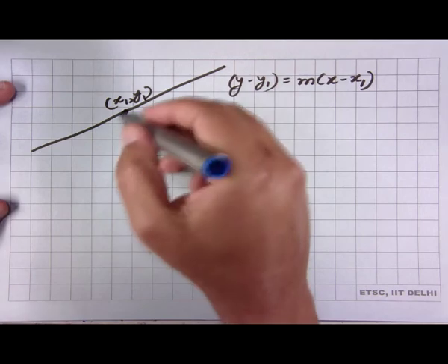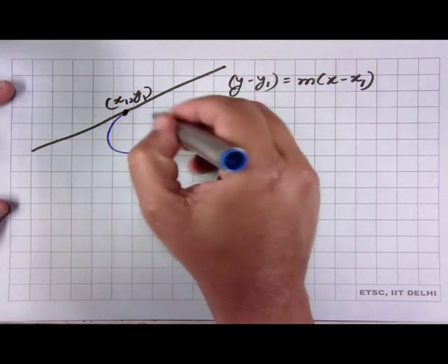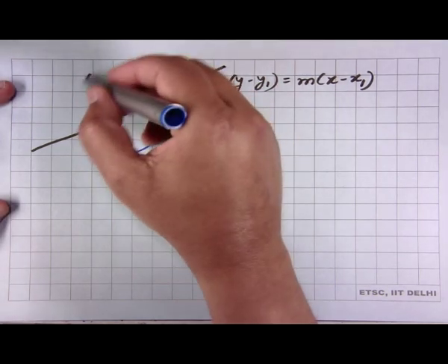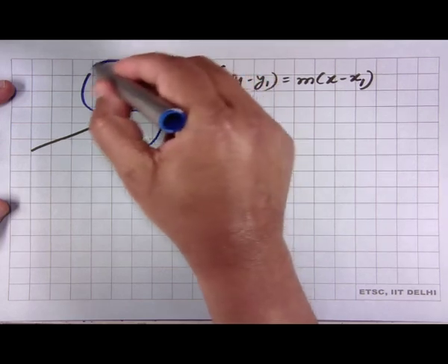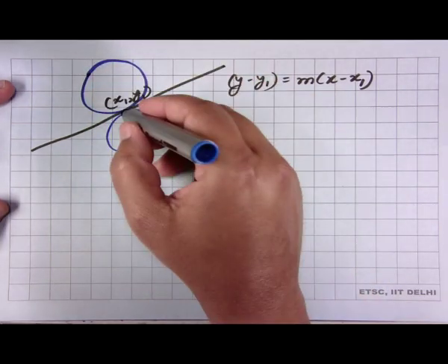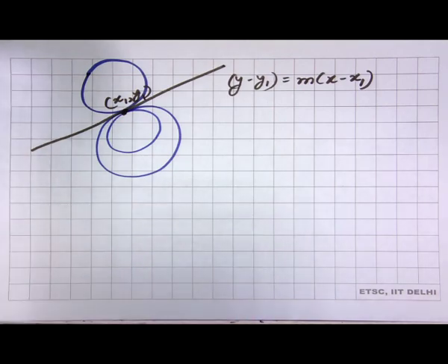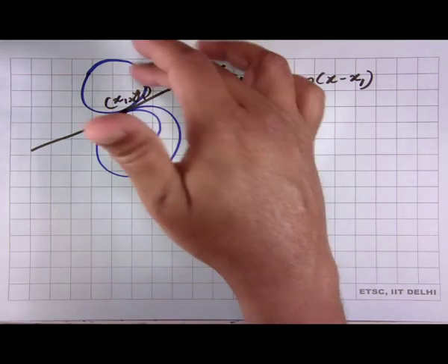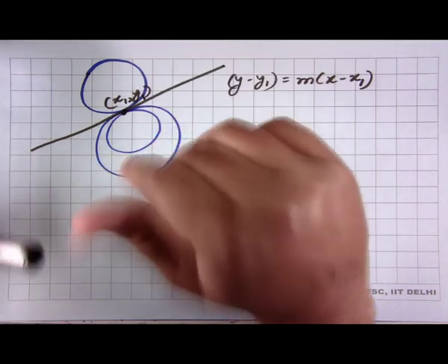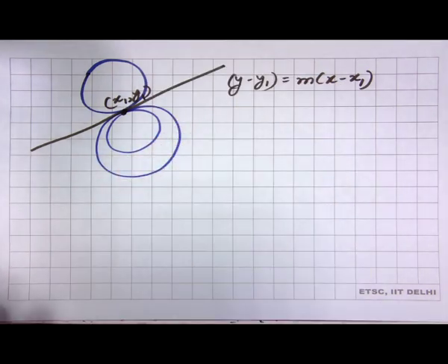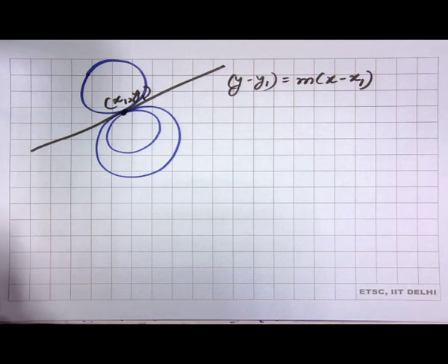For example, this could be one circle, this could be another circle, or this could be another one. So, what is the general equation of all these type of circles? That is the question that we are trying to address here.